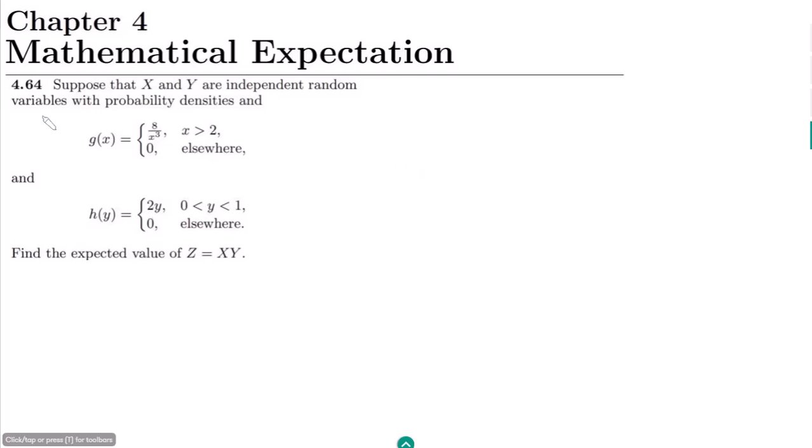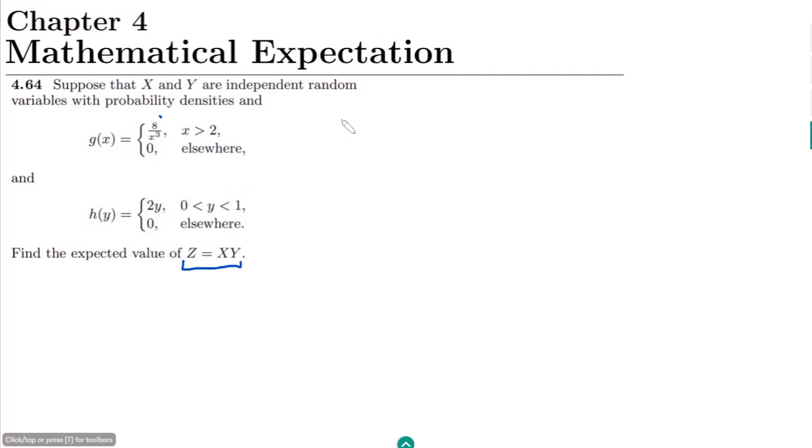Hello guys, this is question 4.64 and the statement of this question is: suppose that x and y are independent random variables with probability densities g of x = 8 by x cube for x greater than 2 and 0 elsewhere, and h of y is equal to 2y for the range of y greater than 0 and less than 1 and 0 elsewhere. So for it we have to find the expected value of z, which is xy.